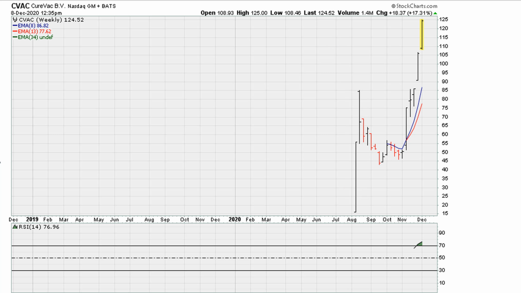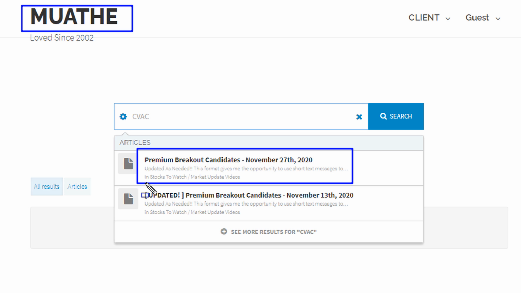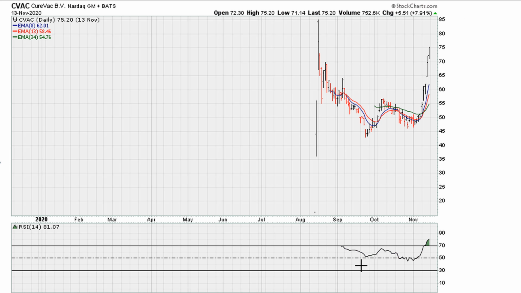And hence the reason why I alerted subscribers about the breakout potential for this stock twice in November, as you can see here, again for paid clients. And back to the chart again. And now let's take a look at the daily, because our entry point was actually higher. I believe this was the break. The most recent breakout alert I sent out was in November, as you just saw. And the breakout level was a future breakout if it broke out above this daily closing high right here.